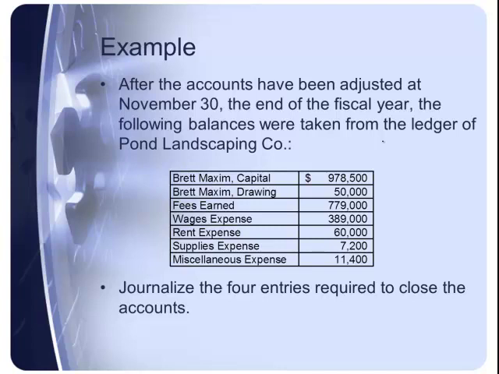It's not like adjusting entries where one month you could have 10, another month you could have 8, another month you could have 15 adjusting entries. Closing entries, you always only have 4. Revenues, expense, drawing, and income summary, where you close the income summary account. So, we've got capital, drawing, fees earned, and then 4 expenses.